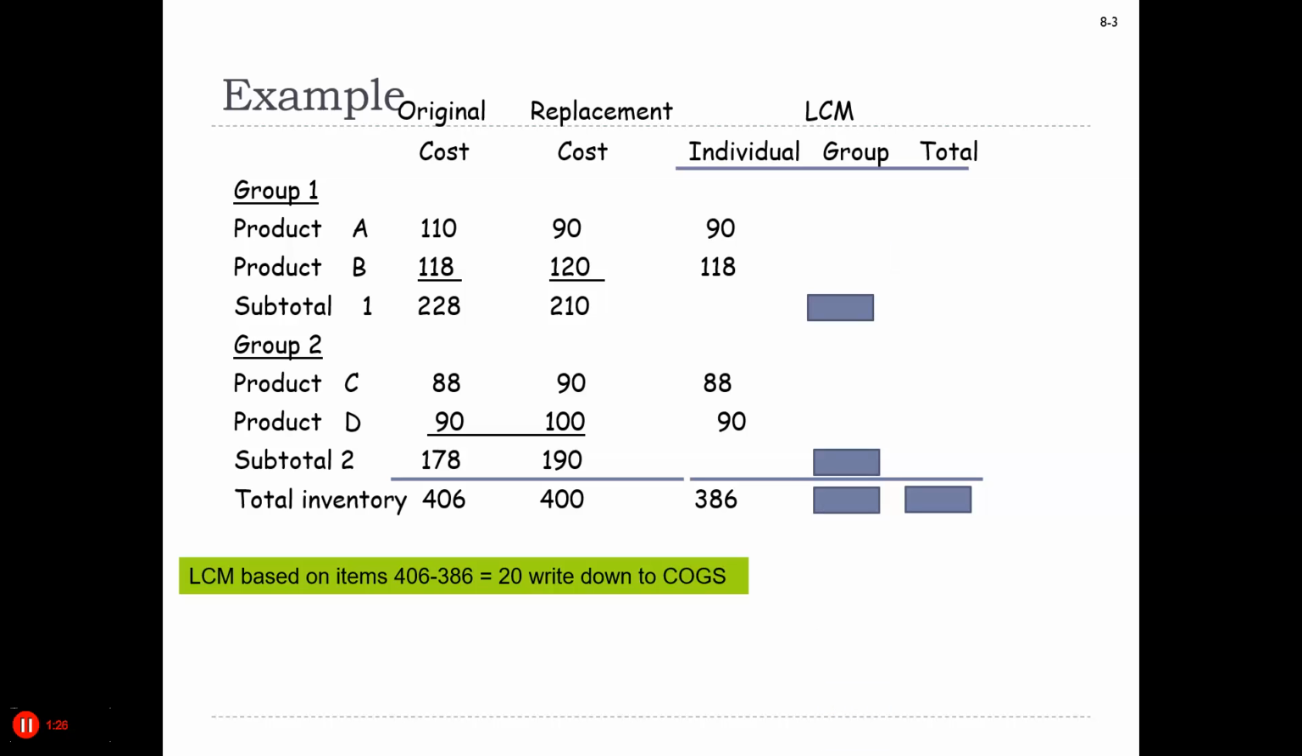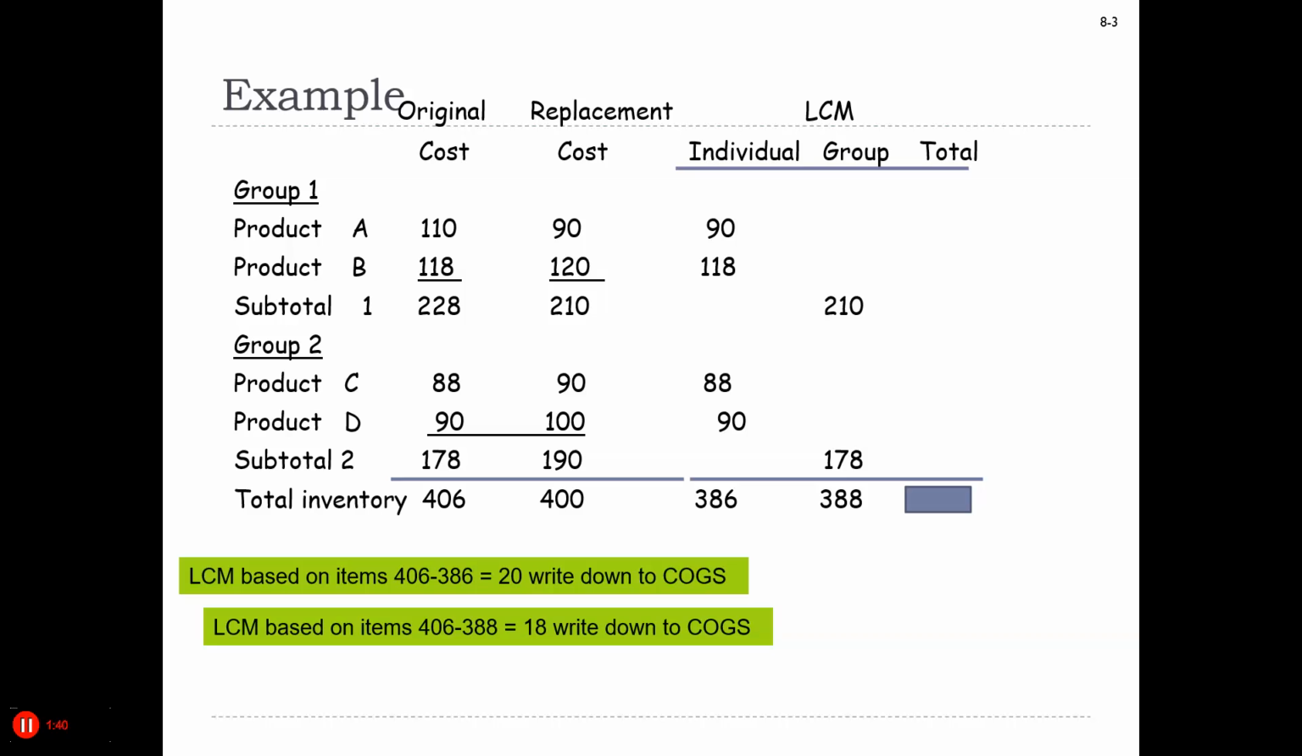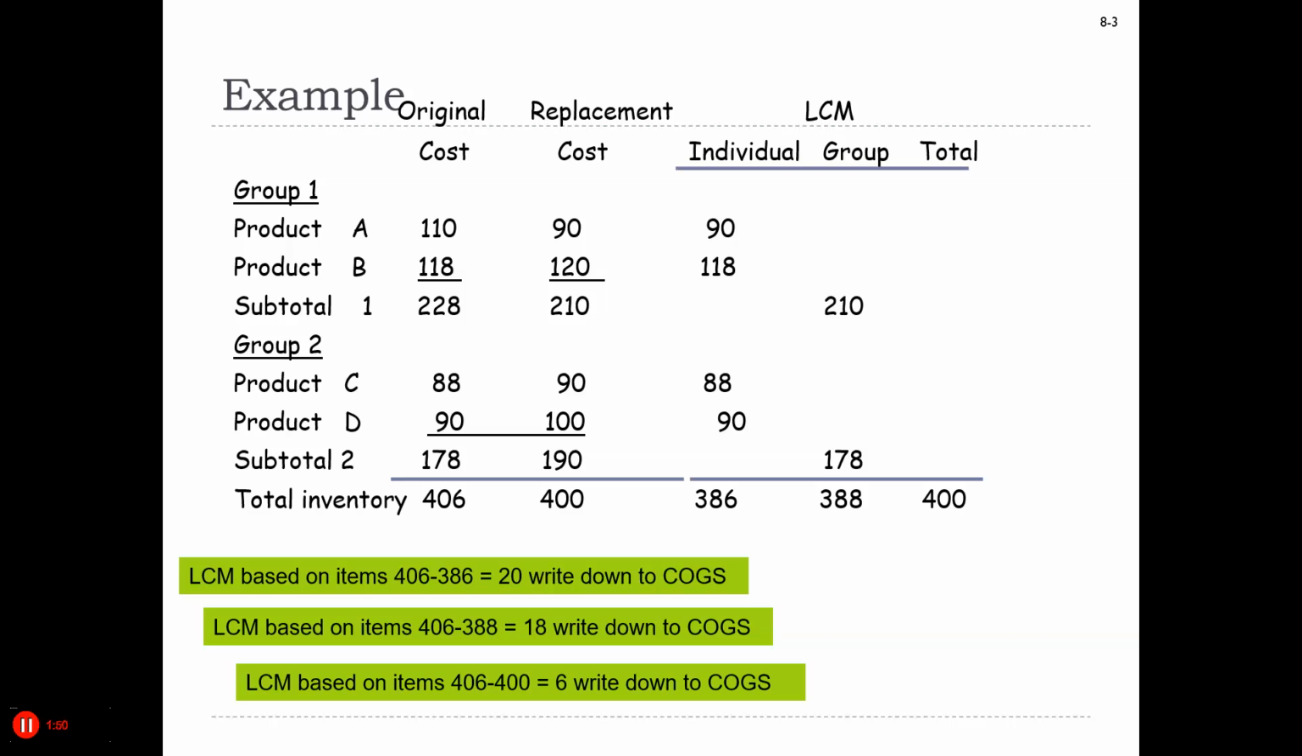Now, if we do it by group, the 210 is the lowest, the 178 is the lowest. So now the total, by group, is 388, and what that means is we do a write down of 18. Now we do it by total. We'd compare the 406 to the 400. We'd use the 400, and we'd have to write down 6. Normally, if you do the inventory in total, you get the lowest write down because there'll be fluctuations on all the different items.